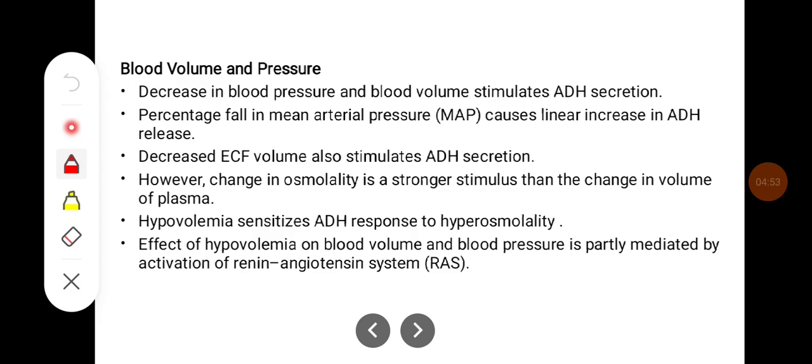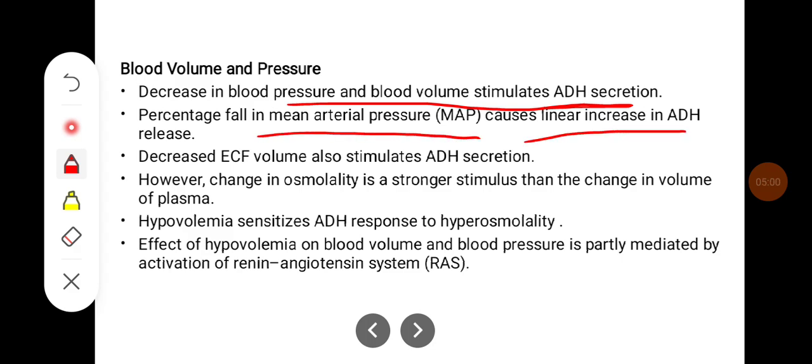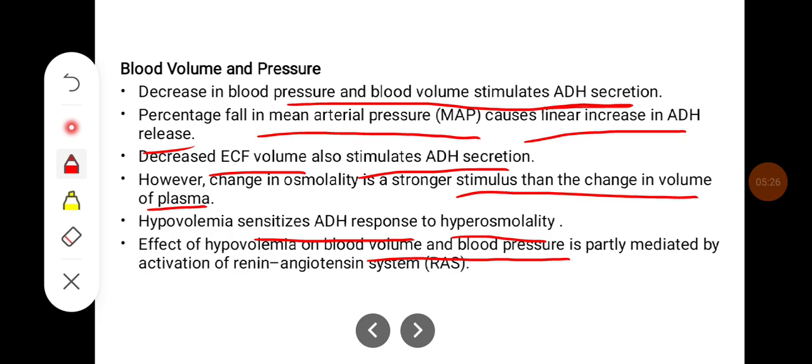Decrease in blood pressure and blood volume stimulates ADH secretion. Percentage fall in mean arterial pressure causes linear increase in ADH release. Decreased ECF volume also stimulates ADH secretion. However, change in osmolality is a stronger stimulus than the change in the volume of plasma. That one has to remember. Hypovolemia sensitizes ADH response to hyperosmolality. Effect of hypovolemia on blood volume and blood pressure is partly mediated by activation of renin-angiotensin system.